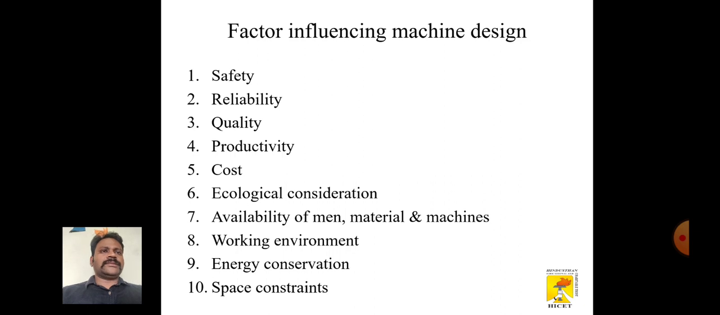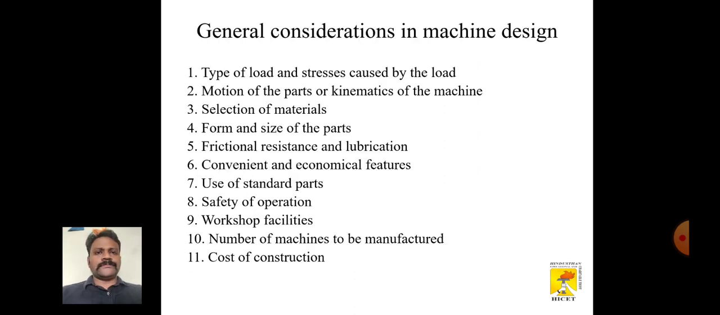So, what are the factors involved in influencing machine design? They are safety, reliability, quality, productivity, cost, ecological constraints, availability of materials and machines, working environment, energy conservation, and space constraints. What are the general considerations in machine design? The types of load and stress caused by the load and the motion of the parts, selection of materials, form and size of the parts, frictional resistance, lubrication, convenient and economical features, use of standard parts, safe operation, workshop facilities, number of machines to be manufactured, and cost of construction.